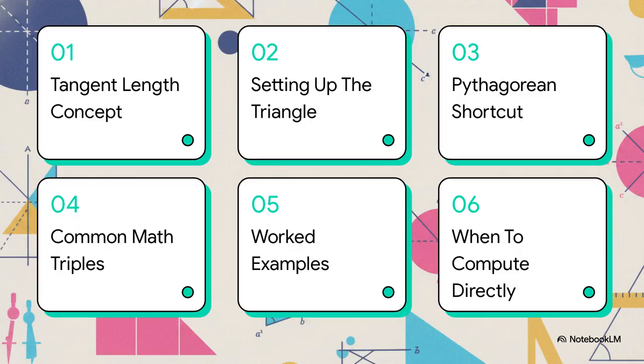Here's our quick agenda for today. 1. The tangent length concept. 2. Setting up the triangle. 3. The Pythagorean triple shortcut. 4. Memorizing common math triples. 5. Solving with worked examples. And finally, 6. When to compute directly.